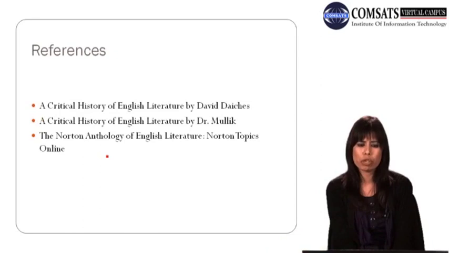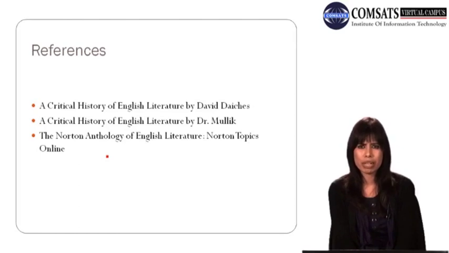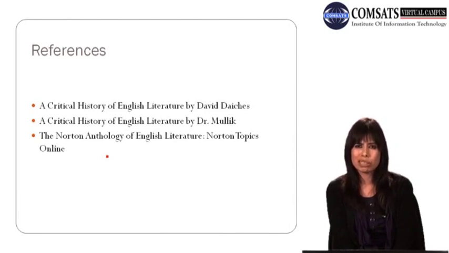Today's lecture was taken from these three sources. One is A Critical History of English Literature by David Daiches, another is A Critical History of English Literature by Dr. Mullick, and the last one is the Norton Anthology of English Literature, Norton Topics Online. You can search about these topics online on the internet, fine, in order to know about different topics in detail.